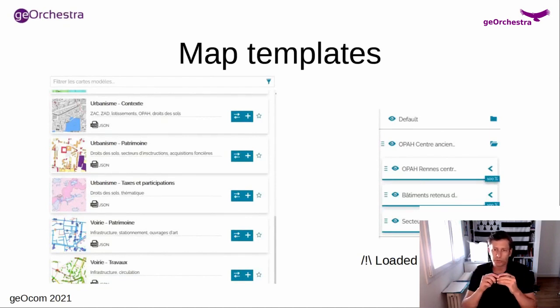You have to note that when you choose a map template and you add it to your map, the layers in the map template are added in groups of layers. Here in the small screen capture, the OPH centre ancien is a map template and it's added as a group layer.